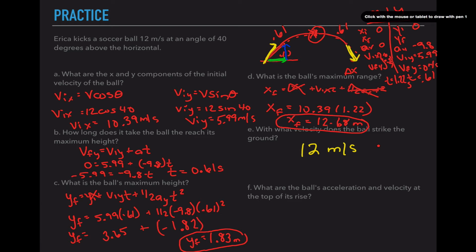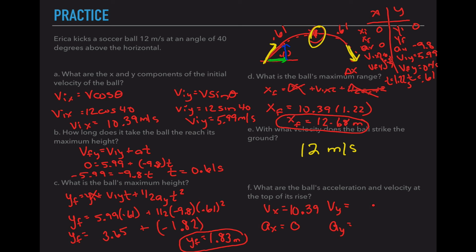And at the very, very top, where I have this circle drawn, right here, this last question asks us, what are the ball's accelerations and velocities at the top of its rise? So we have v in the x direction and a in the x direction. I need to tell you both. v in the y direction and a in the y direction. I have to tell you both. Now, vx never changes, so 10.39 all the time. ax is 0 all the time. We can tell that up here in this diagram, in our t-chart.